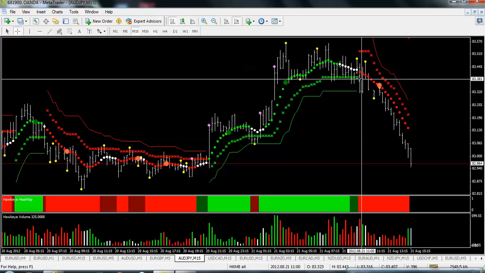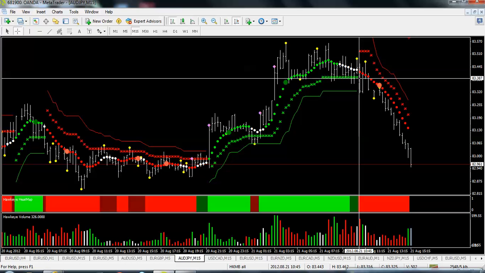So I entered the market there. I can tell you what I entered at. It was 83.31. Now we're running at 82.95 at the moment, so we're currently in around about 36 pips of profit. Okay, so I'm still in that trade, and I've no intention of moving away from that trade.